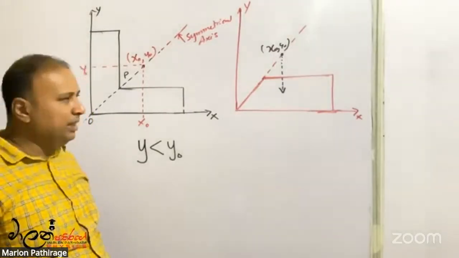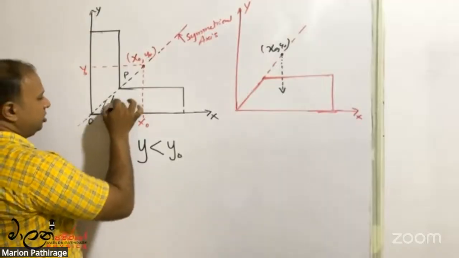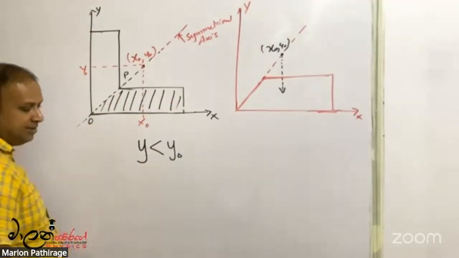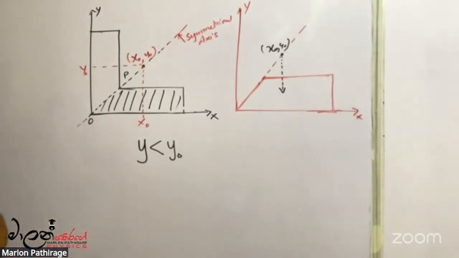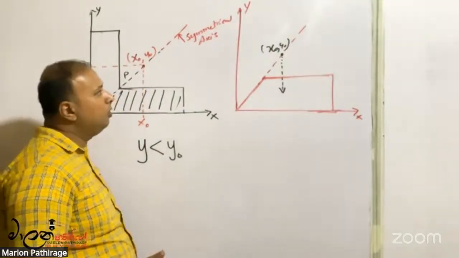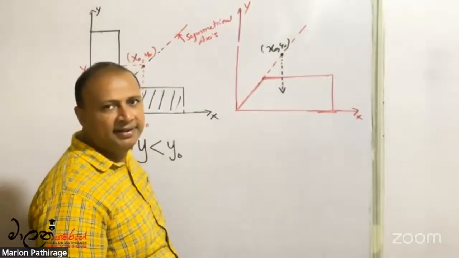Now it is very clear the initial mass distribution to the x side is like this. Now what will happen? Now there's additional mass to this side.